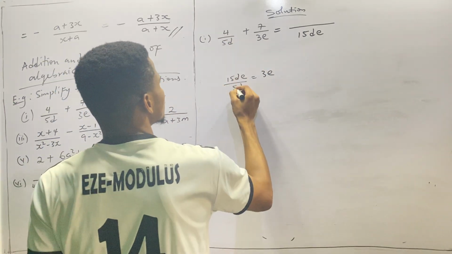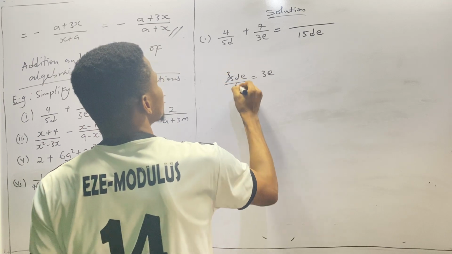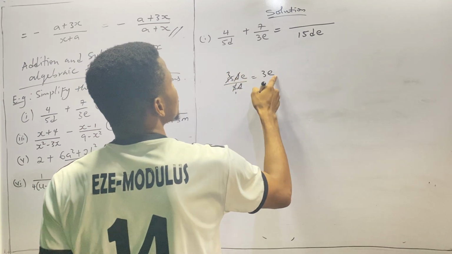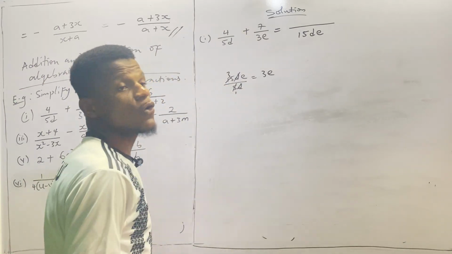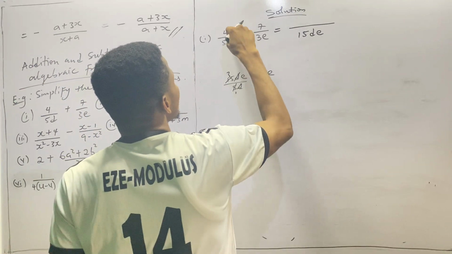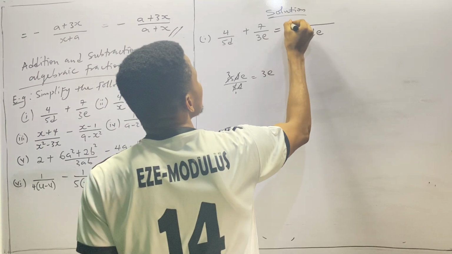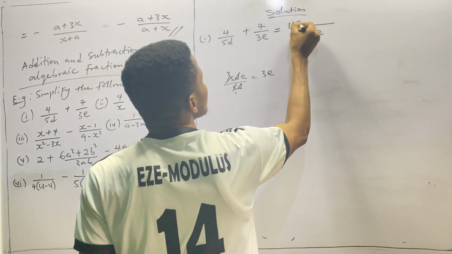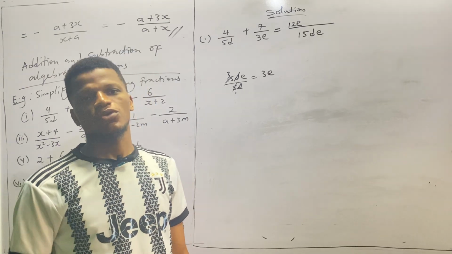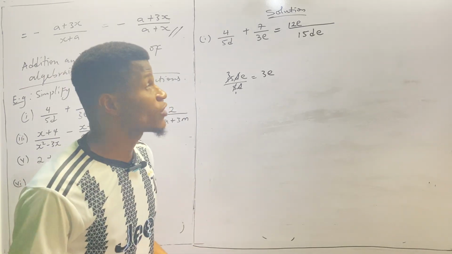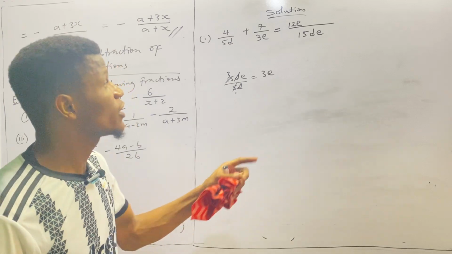Or if you like, you can still do it: 5 here 1, 5 here 3, d cancels, the remaining is 3e, right? So the 3e which is remaining will multiply 4. So 3e times 4, 3 times 4 is 12, remaining e. At this point, if you don't understand, go and watch my videos on fractions, right? So simplification of fractions. We are using the knowledge of fractions right now.